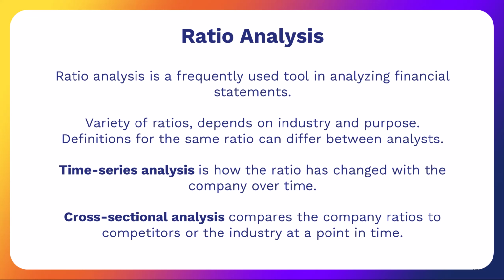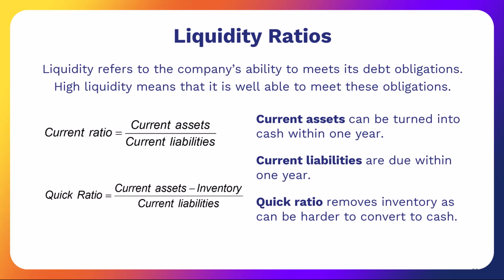But there's a variety of ratios. It depends on the industry and on the competitors how we analyze all of these numbers. We can look at time series: how have the ratios changed over time? We can also use cross-sectional analysis, where we compare the company's ratios to competitors or to the industry at a certain point in time.